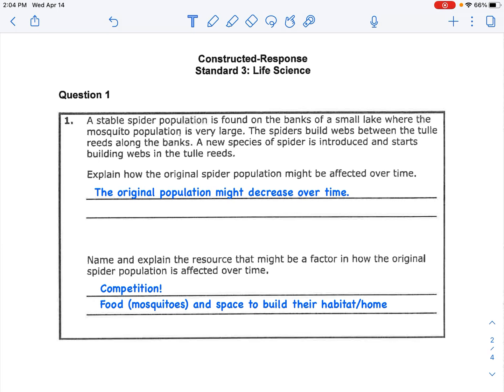Name and explain the resource that might be a factor in how the original spider population is affected over time. Competition. There will be competition for two things. They're going to be in competition for food because they both want to eat the mosquitoes, and they're going to be in competition for space because they're both trying to build their homes, their habitats in the same location using the same resources of that tulle reed.